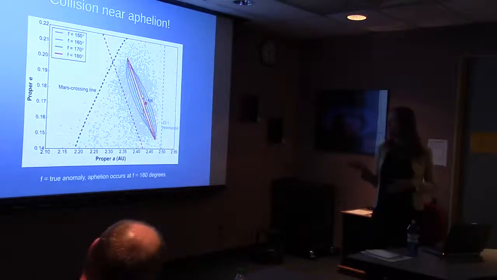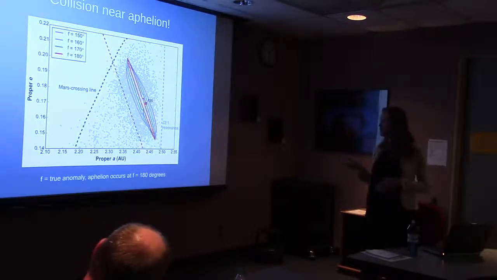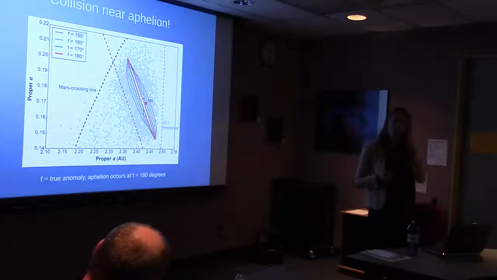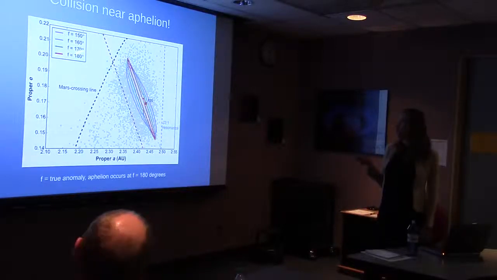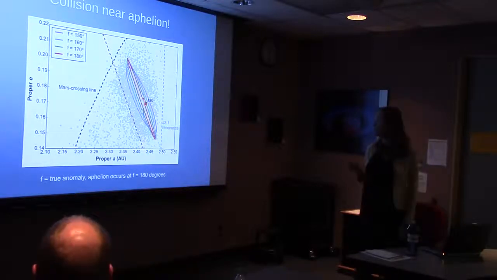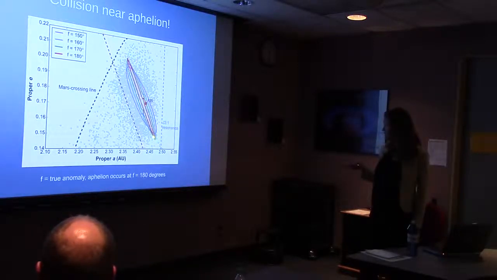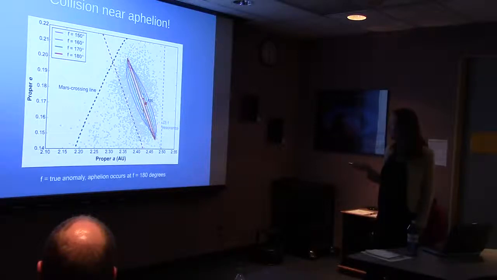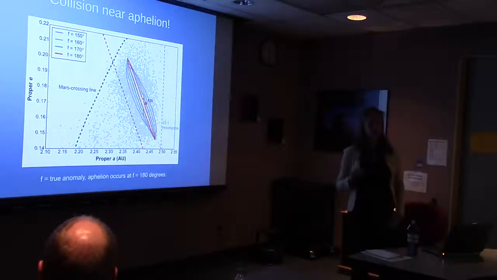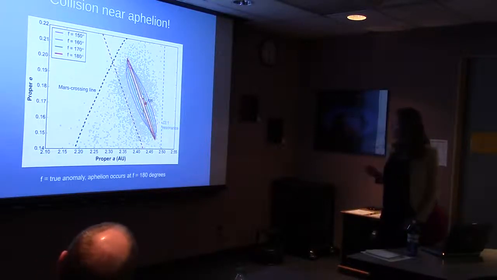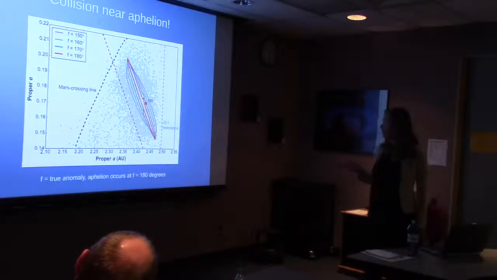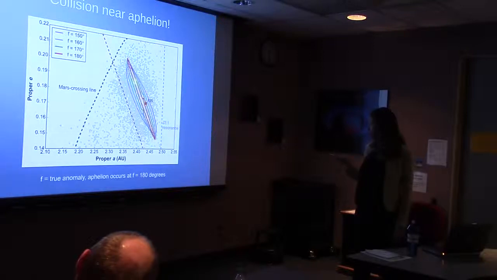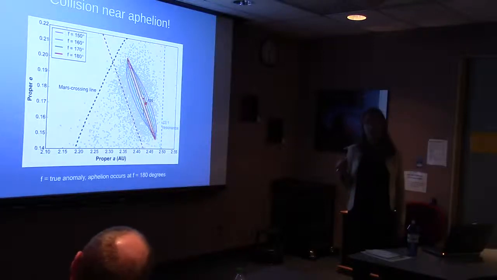Now, these ellipses here represent the distribution that you would expect to get for collisions that occur at different points in the asteroid's orbit. 180 is a collision occurring near aphelion. And the slope of this red ellipse matches the slope of the family's distribution. So we are able to say this collision likely occurred near aphelion, but also important is that there's minimal semi-major axis dispersion in this dimension.